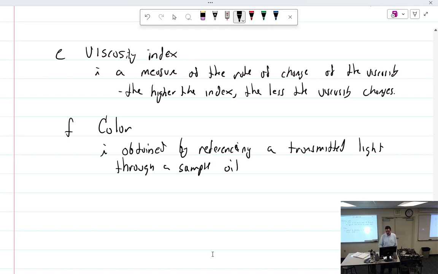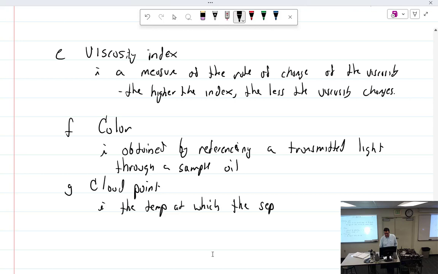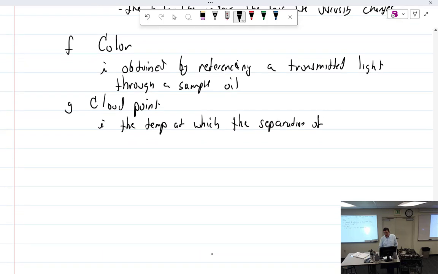Color. So it's obtained by referencing a transmitted light through a sample of oil. It's just one of the characteristics of oil. It should have a good color. There's a thing called cloud point, which I think is a little more important for cold weather operations. The temperature at which the separation of wax, so now I know there's wax in this stuff. Separation of wax in the oil, and the oil becomes visible.